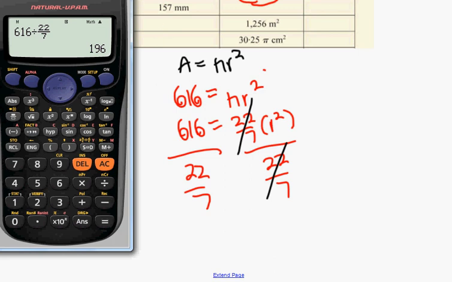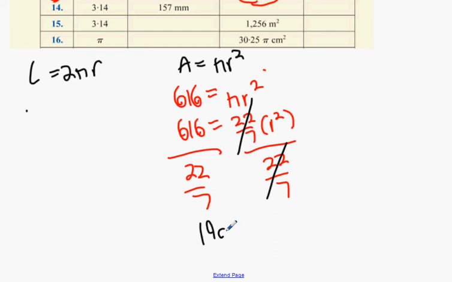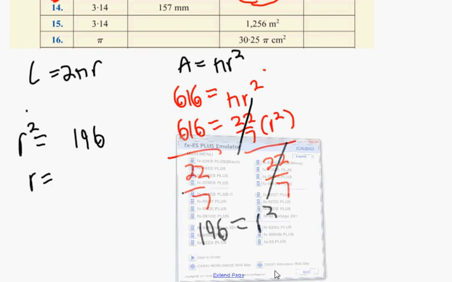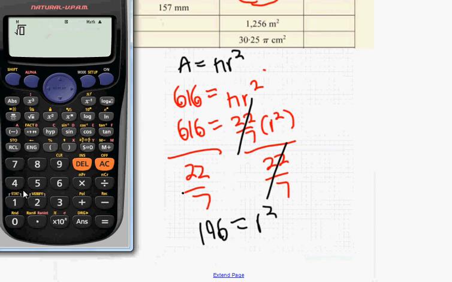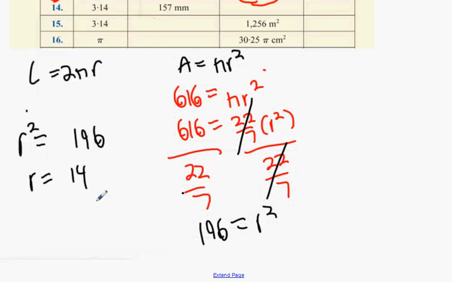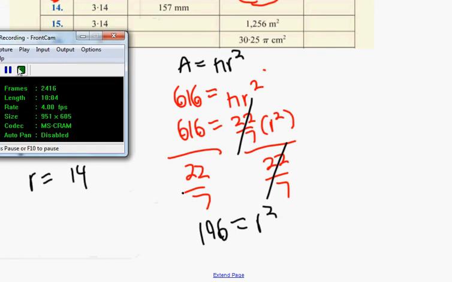Is that alright? So, what do you know about r squared now? R squared is 196. So what is your r value? Some number when you multiply it by itself gives you 196. What is that number? 14. You square root 196, and what you'll get is 14. Okay, r equals 14. Stop there.